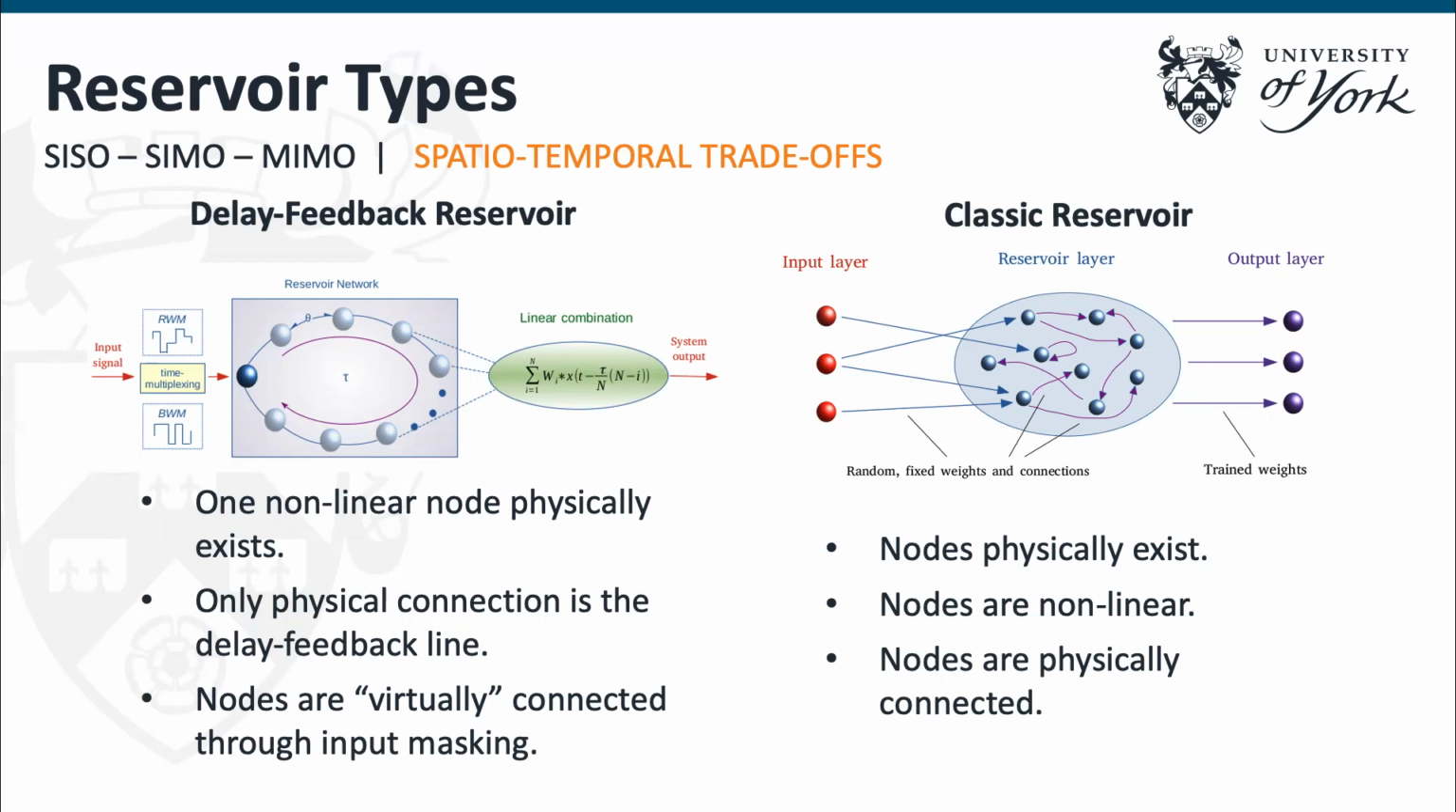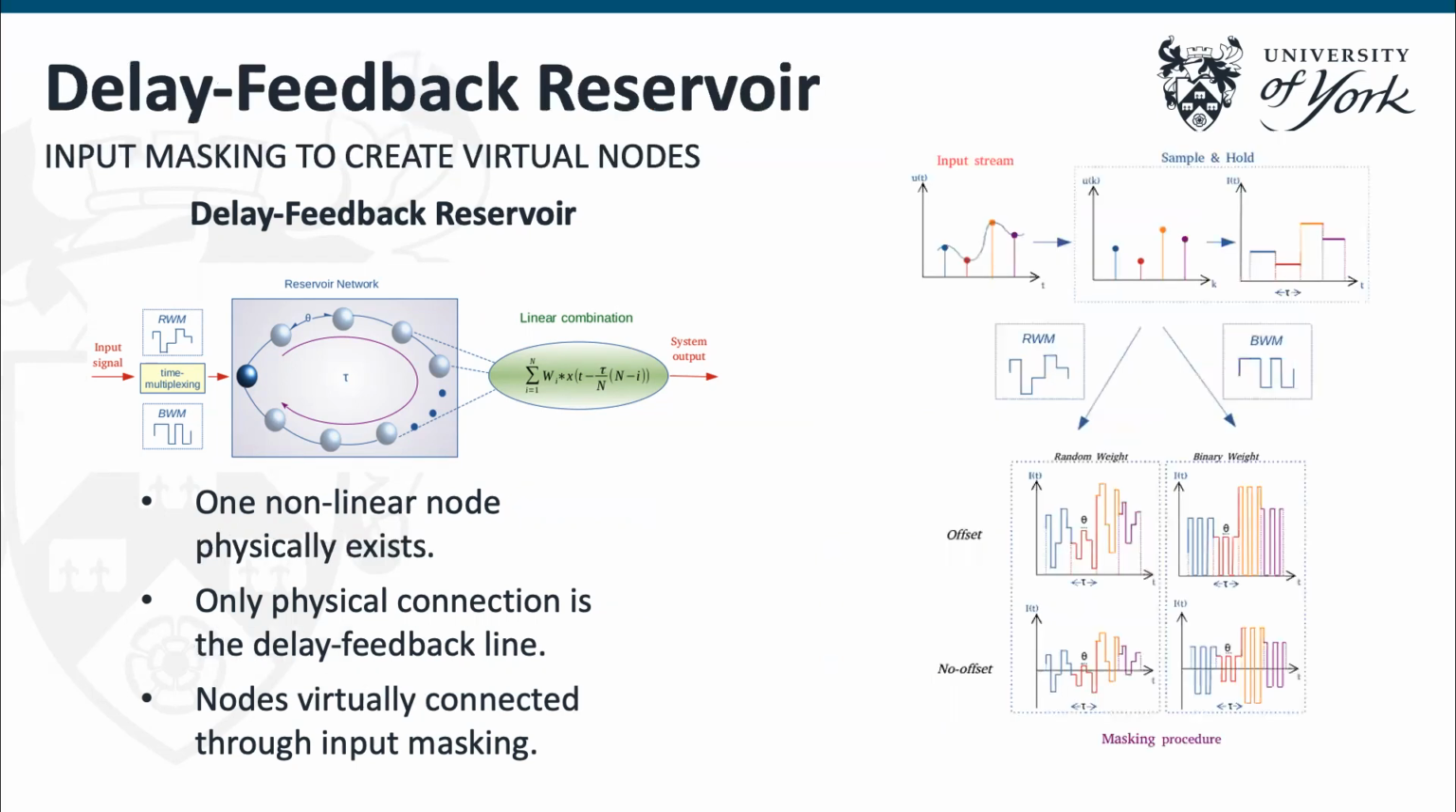You've only got one nonlinear node and a delay line, that is essentially your memory. And this masking process creates a number of virtual nodes along this delay line. The time multiplexing makes the information content of these nodes interact over time. So you have a virtual network, but you only have one input and one output, and you can train it in the same way as a classical reservoir. That's what excited us about that. So here are some initial experiments that we did with that, mainly to do with the input masking.